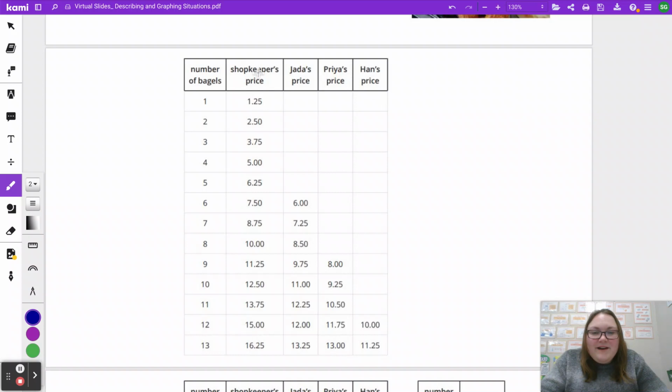And what I've done down here is I have a table showing those different ways of calculating. So the shopkeeper, remember, he was the one who wasn't grabbing bags. He was just one bagel at a time, $1.25 for each of them. Jada was the one who said, let me grab the bags of 6. Priya said, let's grab a bag of 9. Han said he was grabbing the bag of 12 and then just adding one on after that. And so we see from this, not just 13 bagels, but a lot of different bagels, there's more than one cost you can come up with.